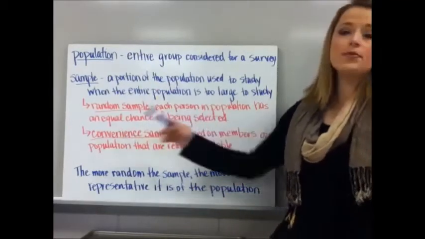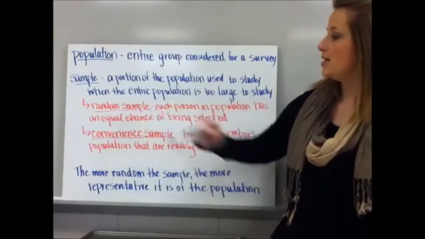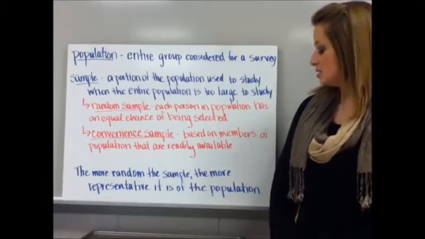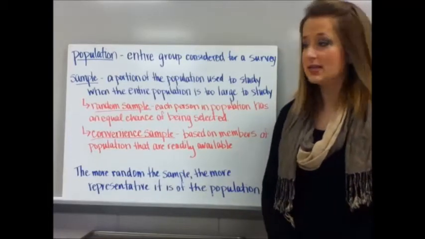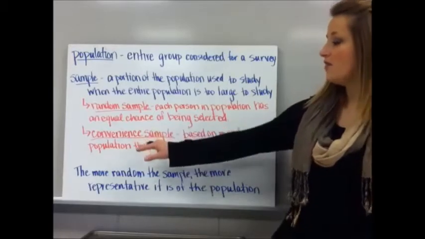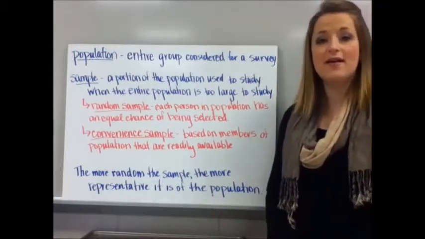So when you take samples, there's two different kinds that you can have. First, you can have a random sample. This is where each person in the population has an equal chance of being selected. Whereas a convenience sample is based on members of the population that are readily available.